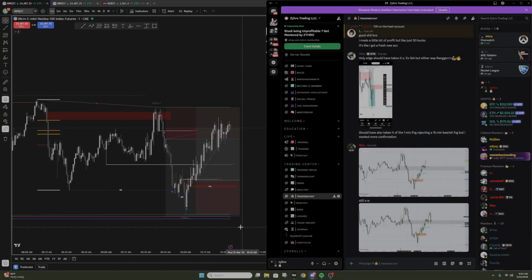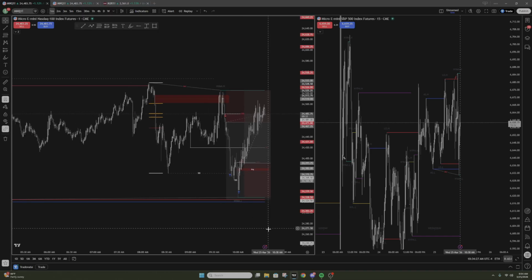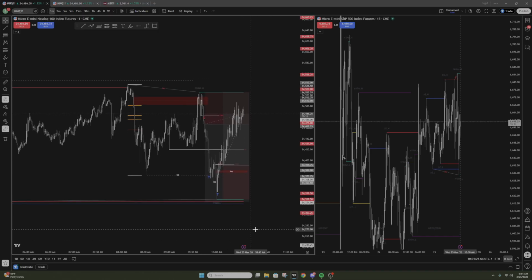So perfect play. Honestly, it was pretty nice that we ended up talking about it before and then seeing that same play that my student took. So that's pretty cool. But other than that, that's pretty much it, how you could have banked on both sides in the market today.